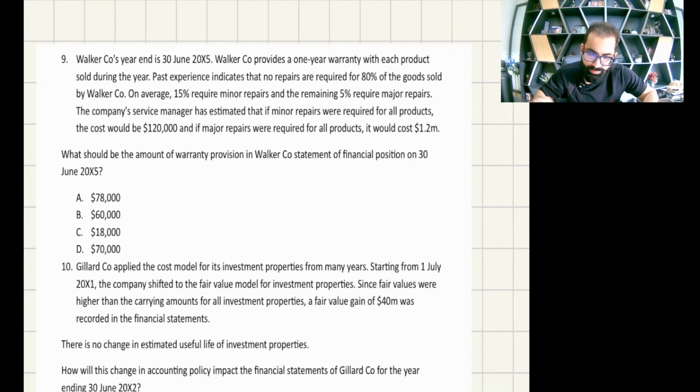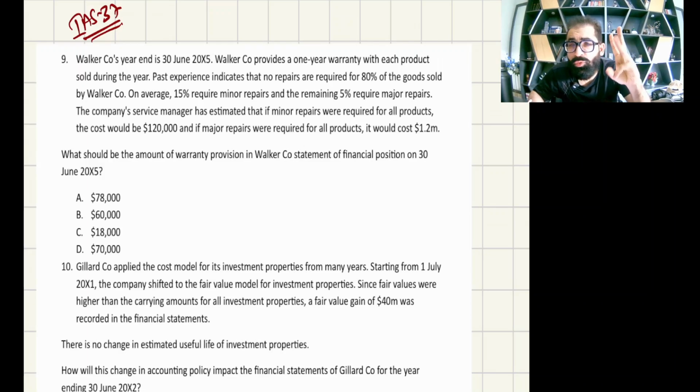Okay, then we have Walker. This is IAS 37, F3 level IAS 37. Hope you remember that present obligation, probable outflow, and reliable estimate. When I taught you IAS 37, in the reliable estimate point you have two things. One is we call it most likely outcome, and the other one is, I forgot the name, expected value analysis. So you need to apply that thing here.